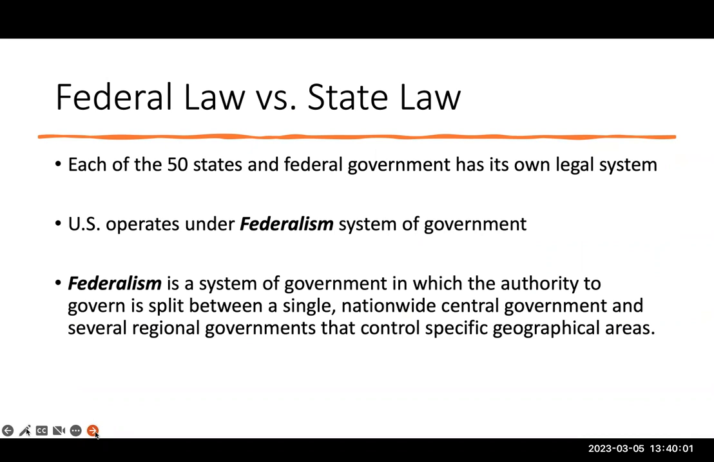Federalism is a system of government. It's not unique to the United States, but in which authority to govern is split into a single nationwide central government and regional governments that cover specific geographical areas. And again, federalism is present all around the world. You just have to look north of the border in Canada, south of the border in Mexico. Both of those countries have federalist systems of government.